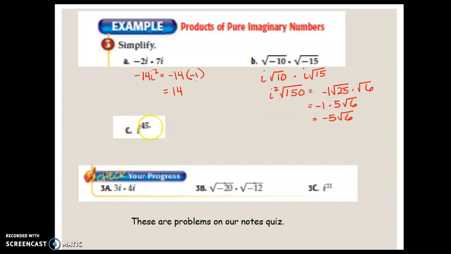Okay. i to the 45th, you are going to divide that by 4. So you put it in the calculator, 45 divided by 4, which is actually 11.25. So that is 1/4. It's just like i, which means it's i. i, 1. The first thing is i. So these down here are to check that you know how to do these, and I'm giving you examples exactly like these are. So that's what's on your notes quiz.